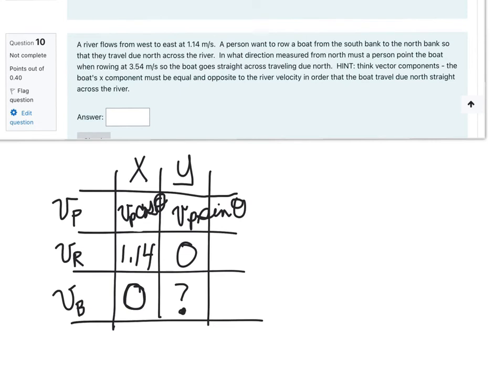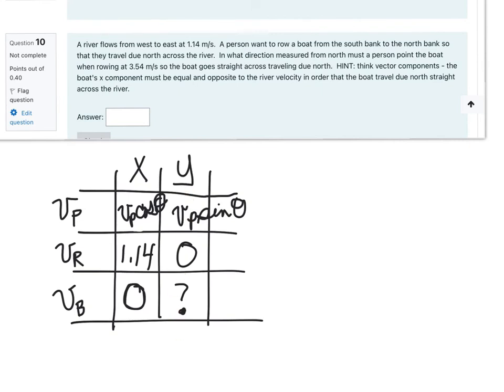So here's what I just said in table format. We have the x and y components of VP, that's V person, VR is V river, and VB is V boat. What's going to happen to the boat? The x component of the person will be V person cosine of the angle that we don't know. That's the angle we're looking for. The x component of the velocity of the river is 1.14. And when we add these, they have to equal 0, right? Because the boat, to go straight across, must have an x component of 0.